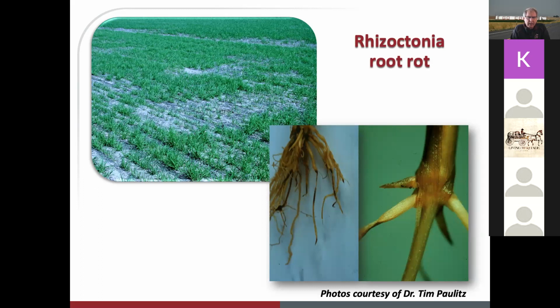If you pull up plants and wash off the roots, you see the brownish discoloration on the roots, as you see there in that lower right panel, and then also the spear tipping of roots. This fungus basically eats away at the cortical tissue of the root and leaves the vascular cylinder there, so you get that little spear tip on the root.